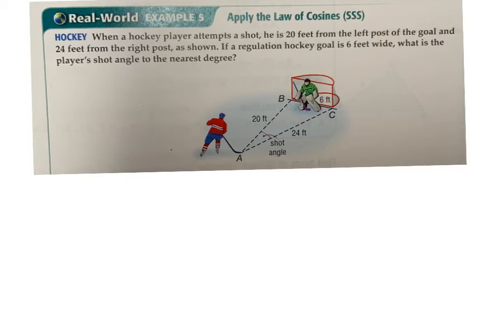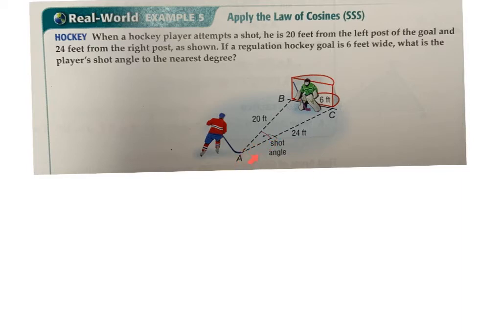Word example. When a hockey player attempts a shot, he is 20 feet from the left post of the goal and 24 feet from the right post as shown. If a regulation hockey goal is 6 feet wide, what is the player's shot angle to the nearest degree? So they're saying he is 20 feet away from the left, 24 from the right. This width is 6 feet. What is this angle? We cannot use law of sines. We actually don't have any angles here.